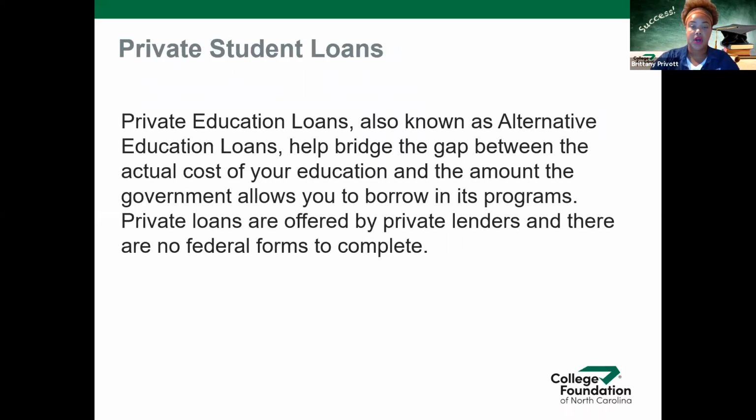Private student loans are pretty common and are also known as alternative education loans. They help bridge the gap between the actual cost of education and the amount the government allows you to borrow within its programs. Private loans are offered by private lenders, and there are no federal forms to complete.